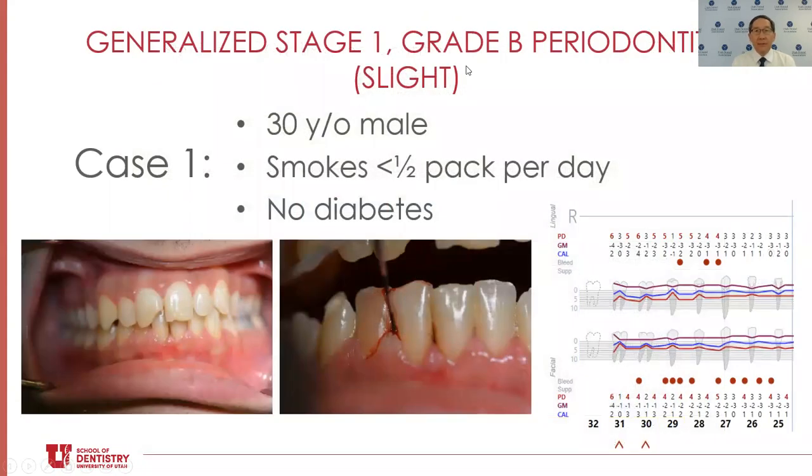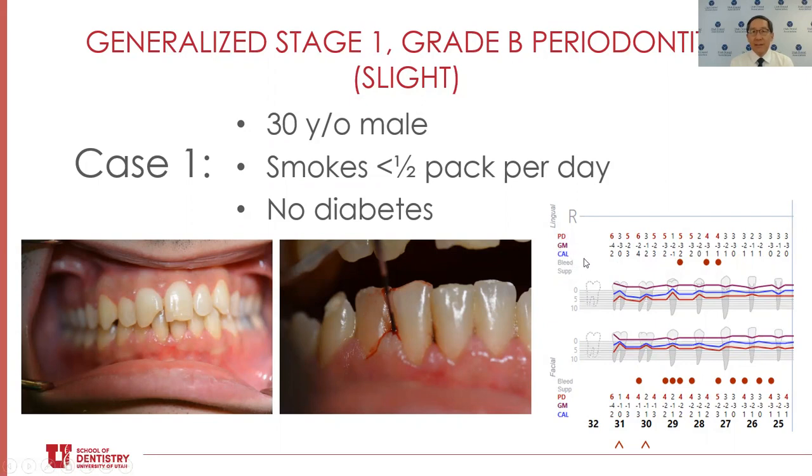So for generalized stage 1, grade B periodontitis, this is a slight periodontitis patient. This is case 1. And I fully recognize the loss of the incisal corner of number 8. That's probably what brought the patient into the office to begin with. The patient came to our school wanting to get that repaired, and upon periodontal examination, we certainly saw signs of inflammation. So from a periodontal perspective, let's talk about this 30-year-old male who smokes less than half a pack a day and has no diabetes. And if you look at the charting, these are probing depths, these are the clinical attachment levels, which our computers generate a calculation of the clinical attachment level.